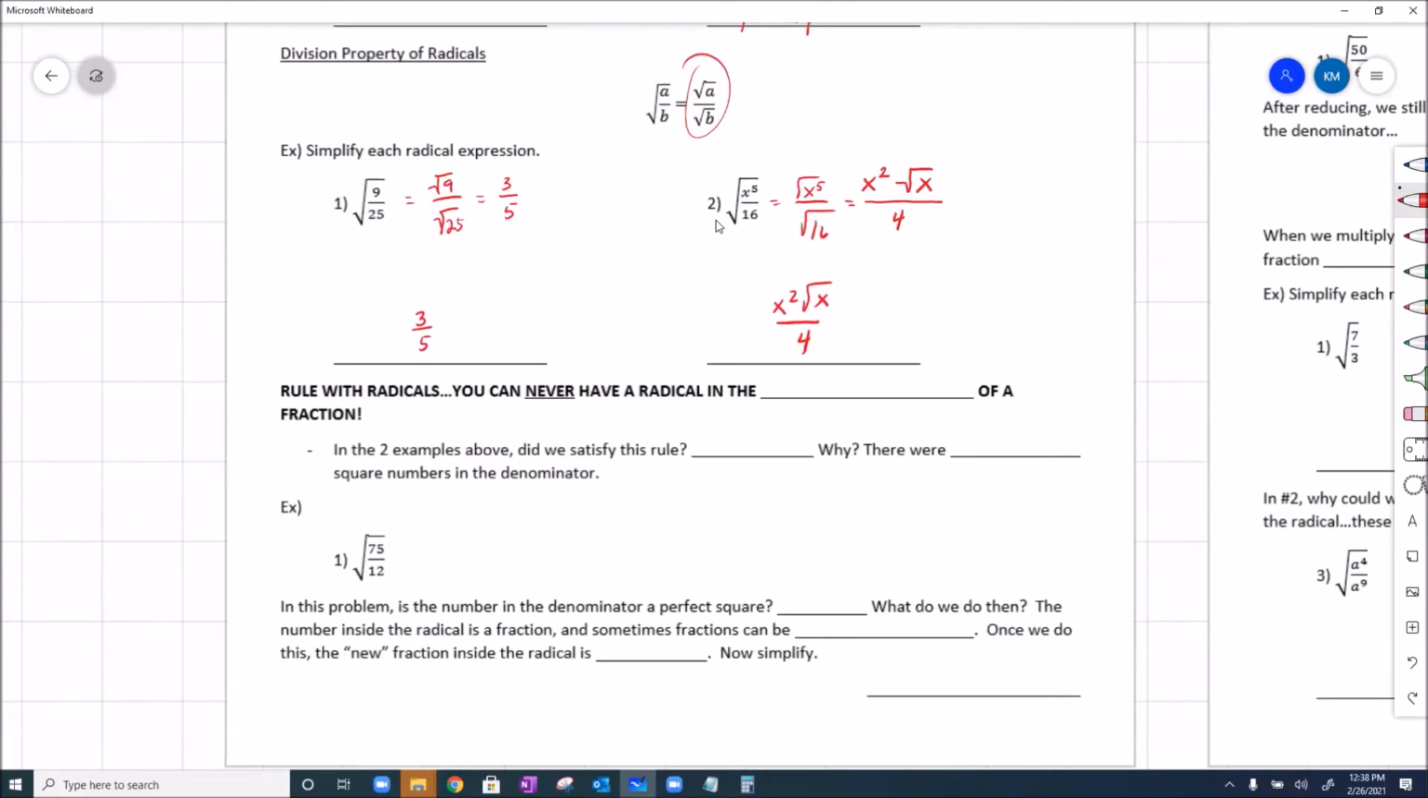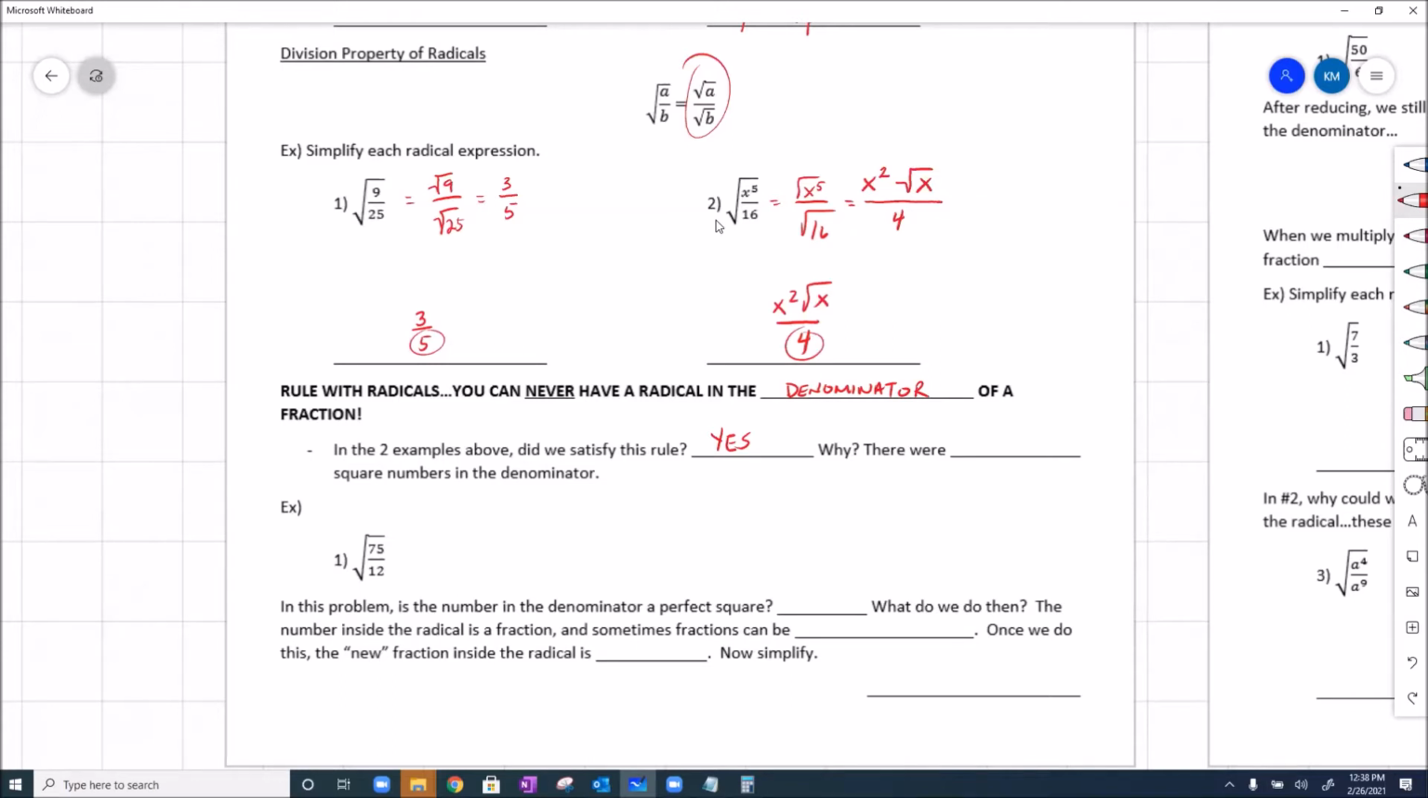Here's the rule with radicals. You can never have a radical in the denominator of a fraction. Remember, that's the bottom. Why? Because some math people way before our time said that, and so we follow that rule. So in the 2 examples above, did we satisfy this rule? Yes. You'll notice that in the denominator, our first answer was 5. In the denominator of our second answer is 4.